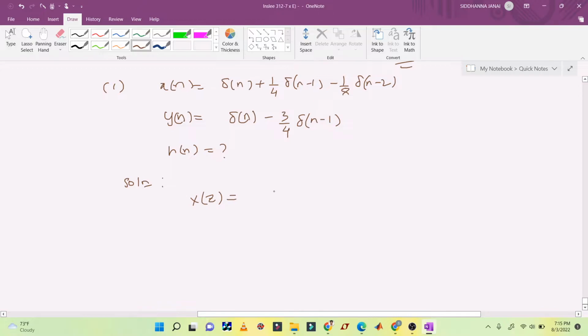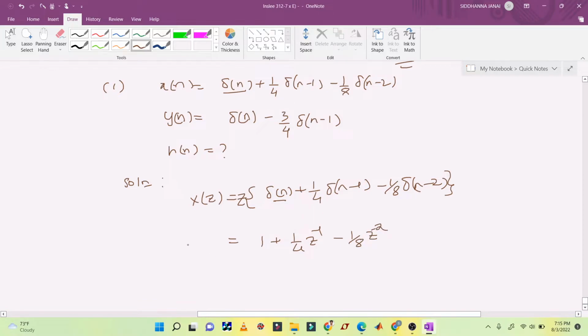What is x of z? X of z is equal to the z transform of delta n plus 1 by 4 delta n minus 1 minus 1 by 8 delta n minus 2. You know already that the z transform of delta n is 1. So x of z is 1 plus 1 by 4 z inverse minus 1 by 8 z to the power minus 2.